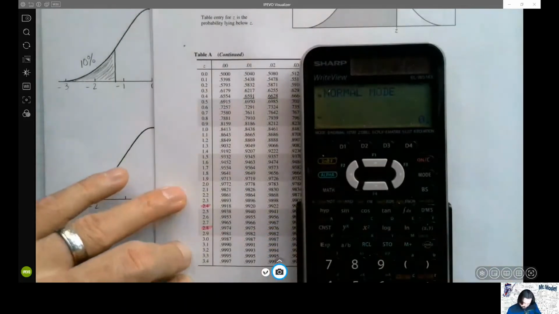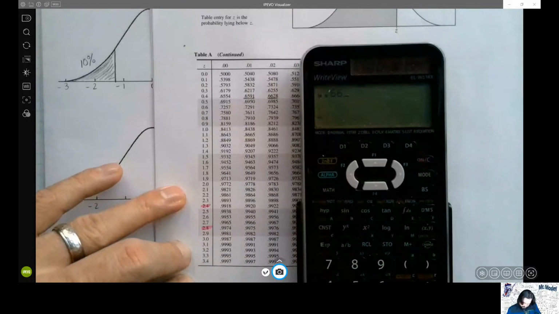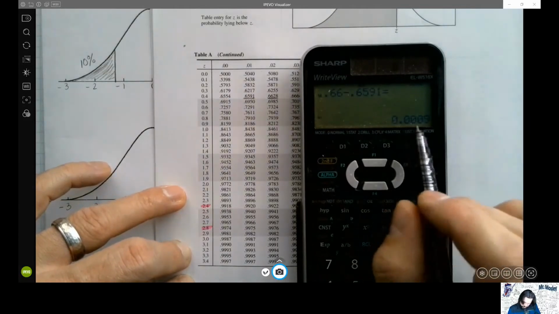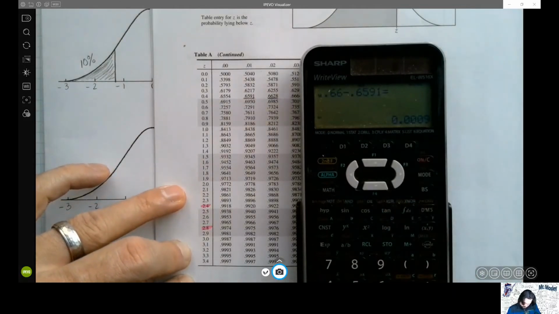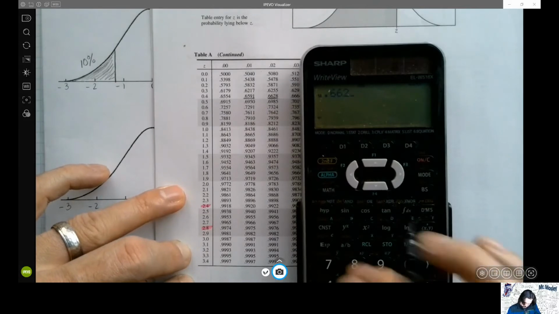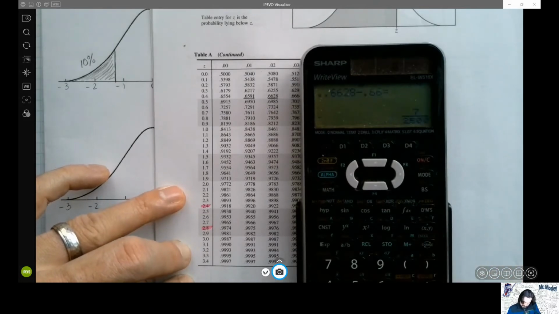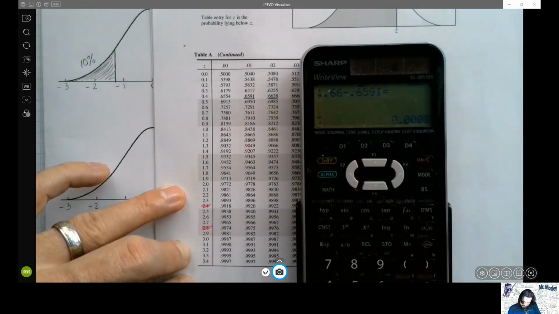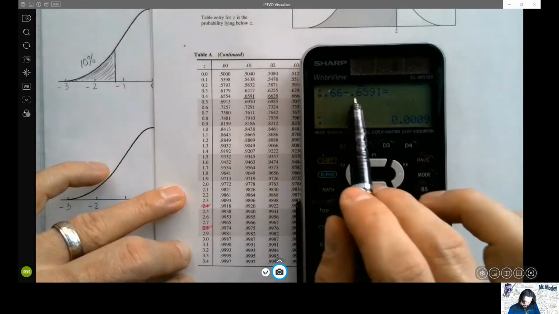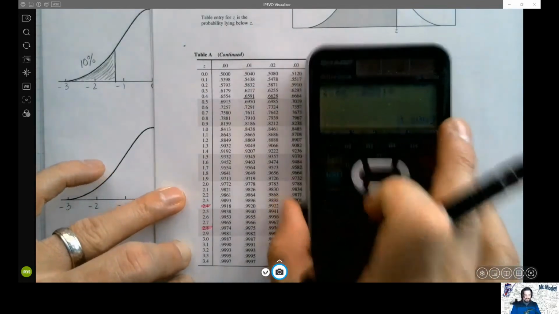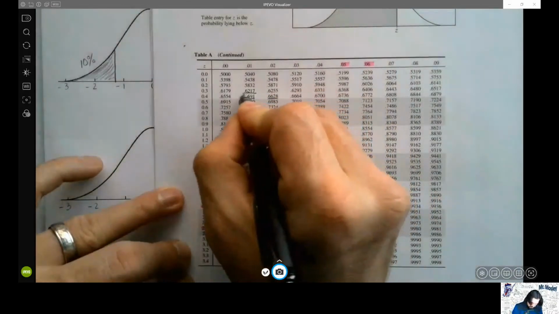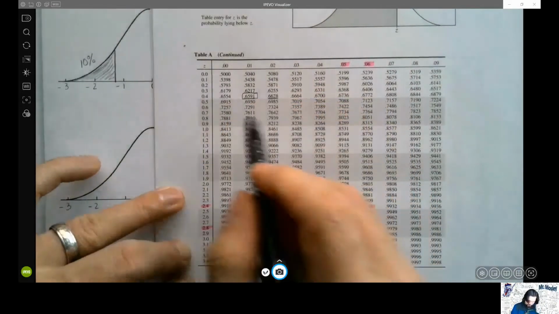All right, and I'm going to say 0.66 minus 0.6591. It's 0.0009. I'm going to say 0.6628 minus 0.66. That's 0.0028, which means this is closer. So I'm going to use 0.6591 as my result. It is closer to the value I want.